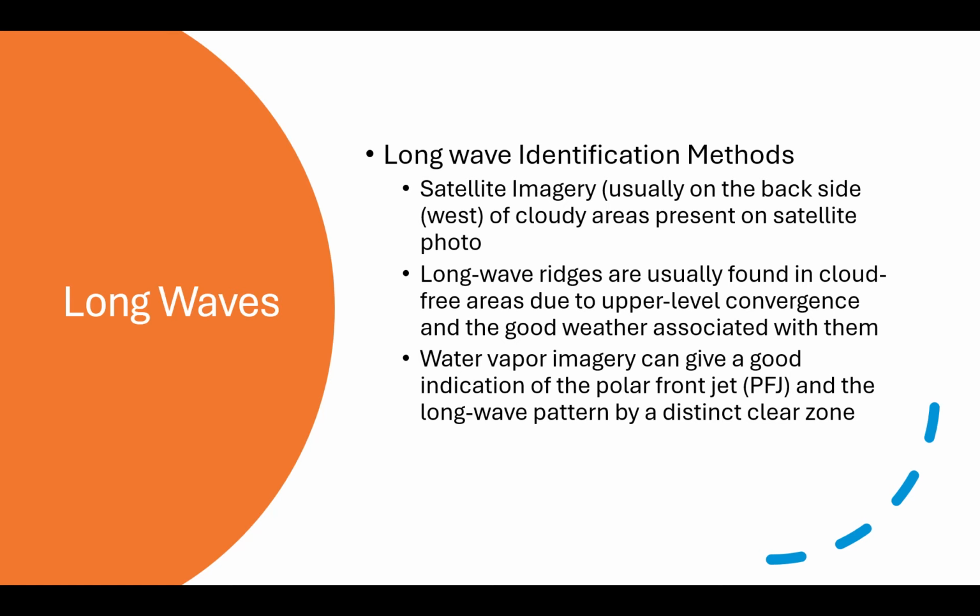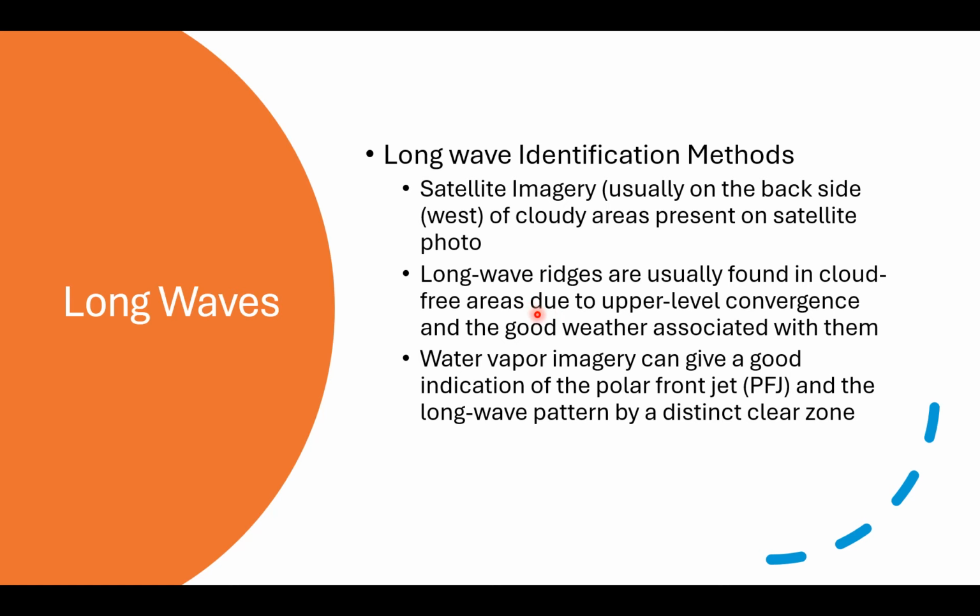Now, how do we identify long waves in general? What are the meteorological tools that we could look at? First, we could talk about satellite imagery. The long waves are usually on the backside or to the west of cloudy areas present on satellite imagery or satellite photos. Long wave ridges are usually found in cloud-free areas. Why is that? Because beneath ridges, we see sinking vertical air motion. And that means as the air sinks in the vertical, it dries out.